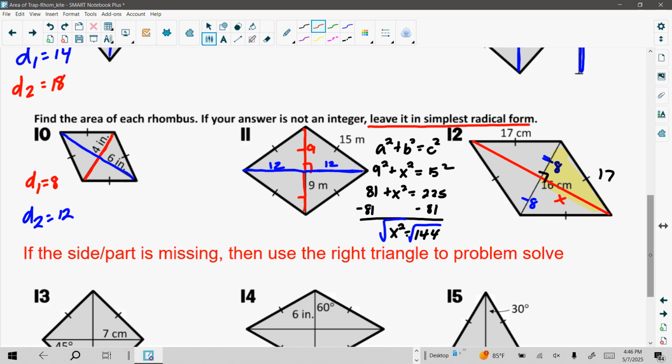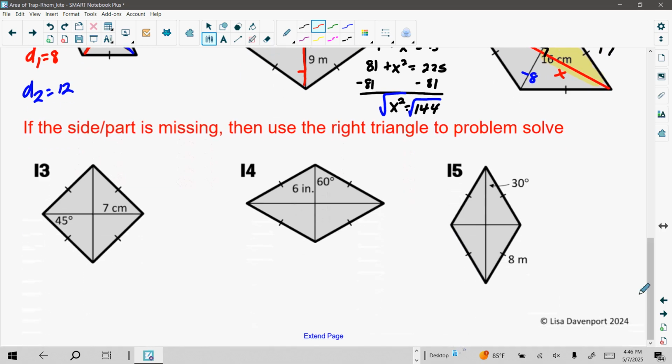Now 13, now we're using our special rights, because we see this 45 degrees here. And in the rhombus, those opposite angles are cut in half. So I already know we're going to have 7 and 7, so one of the diagonals is a total of 14. But if this is a 45, 45, 90 triangle, then that means these legs are the same. So that means the other diagonal would end up being 14 as well.